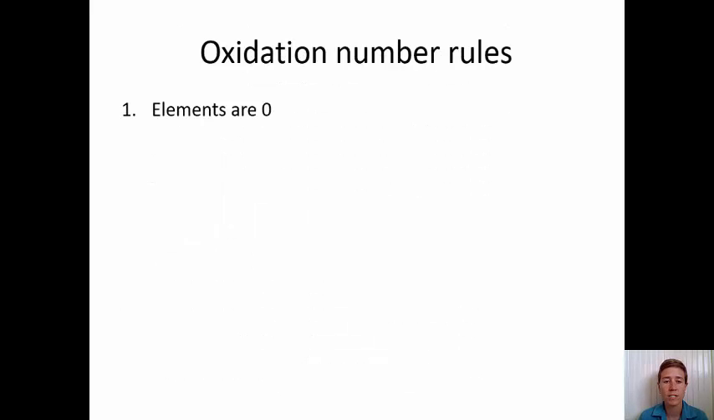Okay, so the first rule is that elements are 0. Already got that one, great. The second rule is that fluorine is -1. Okay, so these oxidation rules do come from reality. They come from the fact that more electronegative atoms are going to be the ones that are going to be negative, so fluorine being the most electronegative thing on the periodic table. Anytime it's bound to anything else, it would be the one to take the electrons. Okay, exception, of course, would be if it's an element.